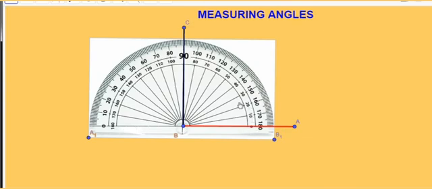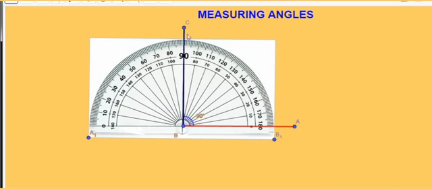Okay, 0, 10, 20, 30, 40, 50, 60. Look at here. Now you can see the measurement of this angle ABC. The C is on 90 degree. Here we are taking the inner scale. This is the inner scale and the next one, the outer scale, is there. So start with the inner scale. Okay, that is 90 degree. Let us check. Yes, it is 90 degree.